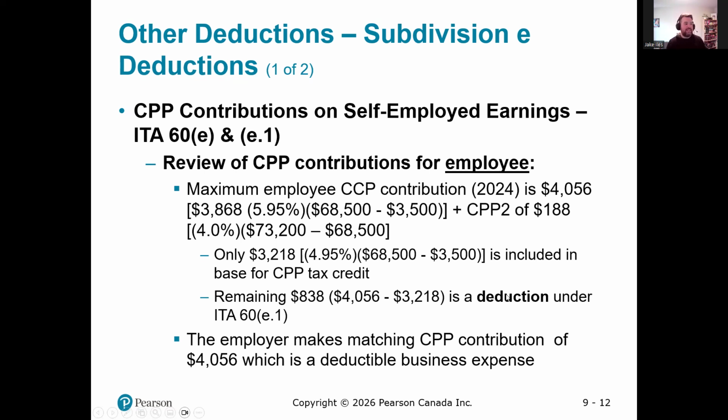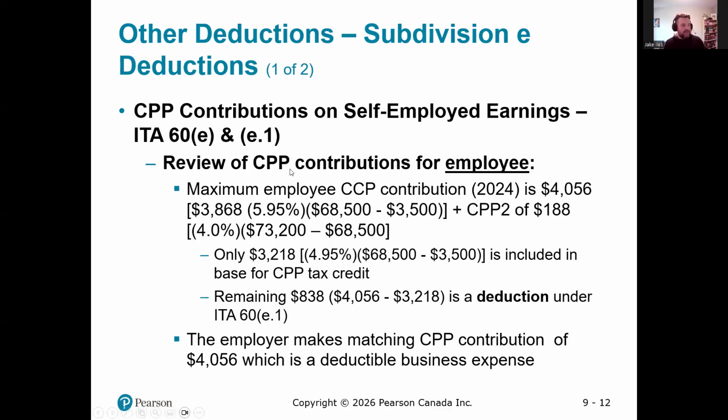But if you're making enough money that you're paying that additional amount, that remaining amount is being deducted from your income. So if you've paid the maximum amount of CPP, both tiers, for most of it, you'll be getting a tax credit to account for your contribution. The rest of it, that small amount, will be subtracted from your income. So it will show up on two parts of your tax return.